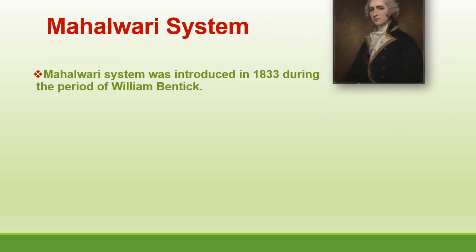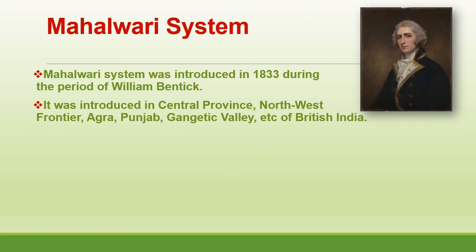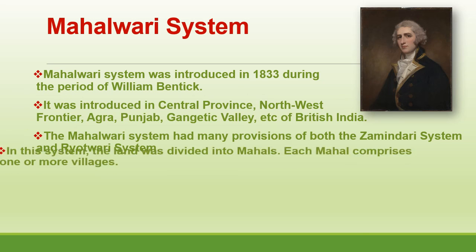1833 during the period of William Bentinck. It was introduced in central provinces, north-western frontiers, Agra, Punjab, Gangetic Valley, etc. of British India. The Mahalwari system had many provisions of both the Zamindari system and the Ryotwari system. Actually, the word Mahalwari is derived from the Hindi word Mahals, which means districts.